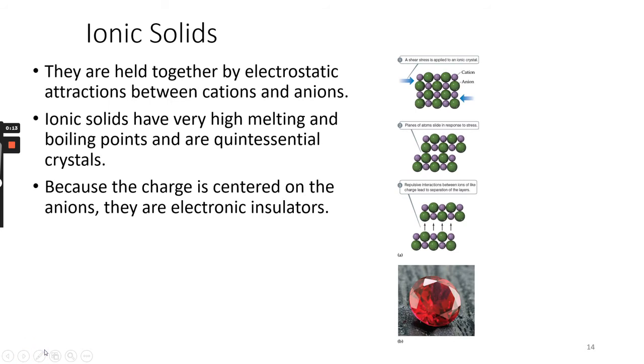So ionic solids are held together by electrostatic attractions between the cations, which are the positive charge, and the anions, which are the negative charge. Ionic solids have very high melting and boiling points and are what you basically think of as a crystal. Most of the time you're thinking of an ionic solid. Because the charge is centered on the anion, they are electronic insulators.